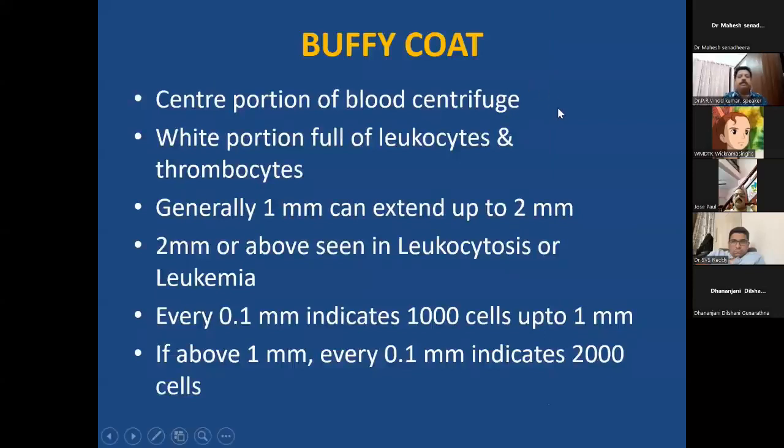So this is a Buffy coat. The center portion of the centrifuged blood, the white portion, is full of leukocytes and thrombocytes. See, we can identify the white portion, and we can measure the thickness of the white coat.